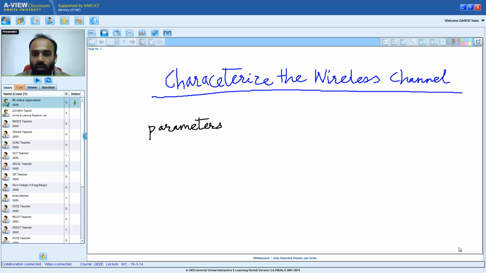For instance, in the very first lecture we have seen that the wireless propagation environment is a multipath propagation environment. For instance, let's say I have a base station.